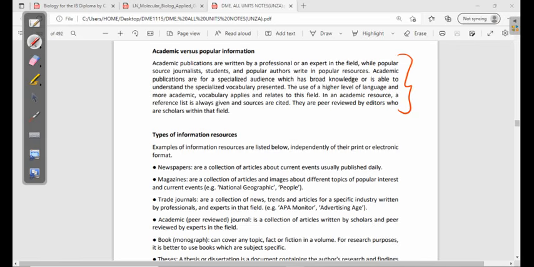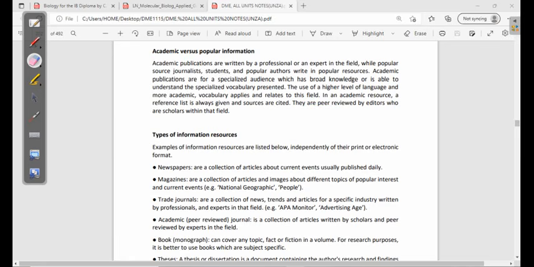And now, they are peer reviewed by editors who are scholars within that field. Academic information sources are also reviewed; they go through editing by people who are experts in that field. That's the difference from just popular information.